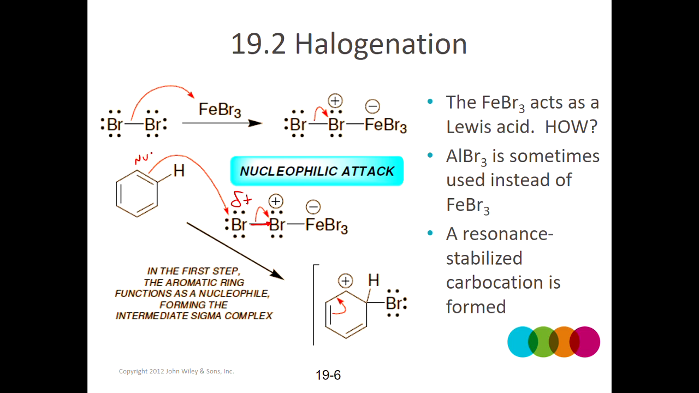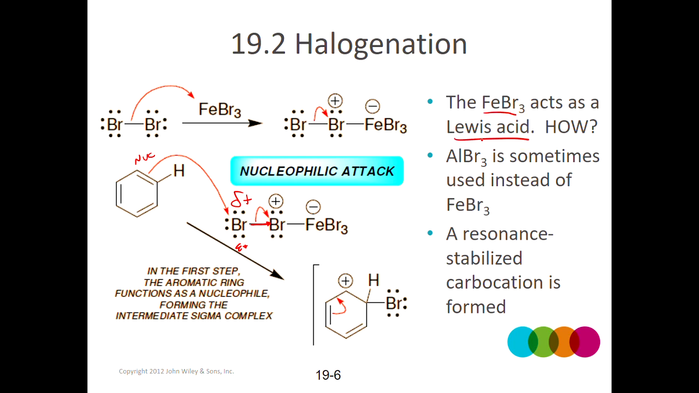So this is where the nucleophile and the electrophile collide to create the new sigma bond. And that makes this Br an even better leaving group, because now when it leaves, it doesn't take on a negative charge. It just becomes neutral. So in this process, the FeBr3 is acting as a Lewis acid.